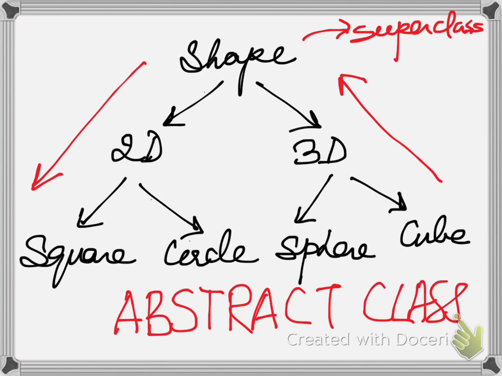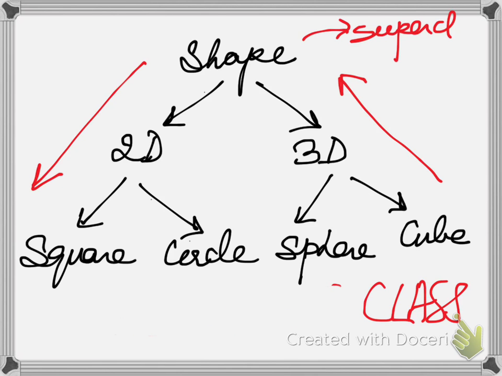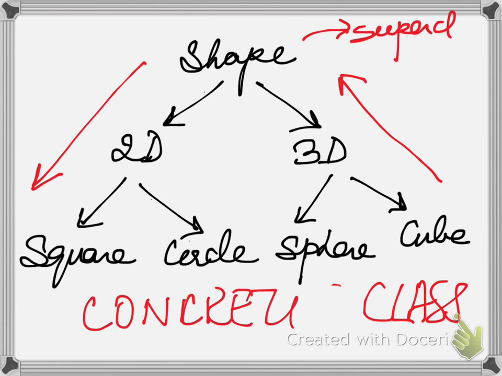So I can make shape an abstract class. I can make 2D an abstract class. I can make 3D an abstract class, because none of them will exist in the real world. However, square, circle, sphere and cube, I can make these concrete classes. So the term is concrete class. Let me just write it here. Instead of abstract, this is going to be concrete class. So square, circle, sphere, cube, these are all concrete classes. So you have abstract classes which do not exist in the real world and concrete classes which actually exist in the real world. So why do we need these abstract classes?